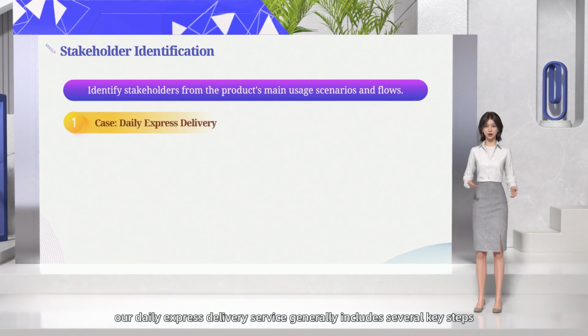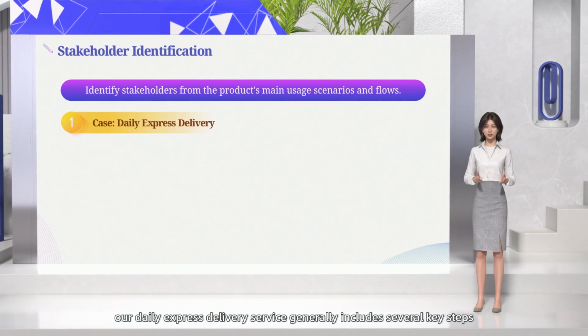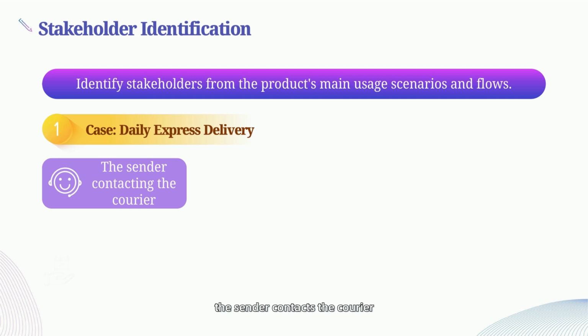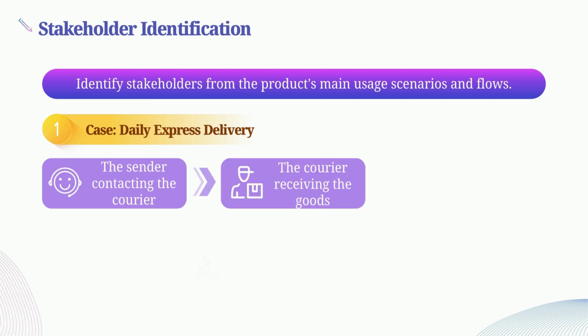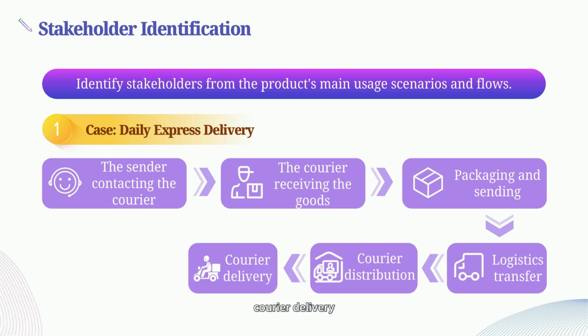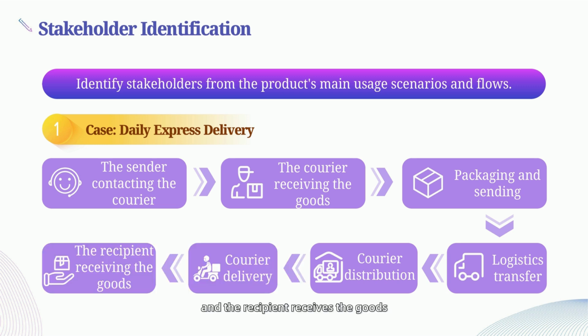For example, our daily express delivery service generally includes several key steps. The sender contacts the courier to receive the goods, packaging and shipping, logistics transfer, courier distribution, courier delivery, and the recipient receives the goods. In the scenario of daily express delivery, stakeholders include the sender, courier, logistics company, and recipient.